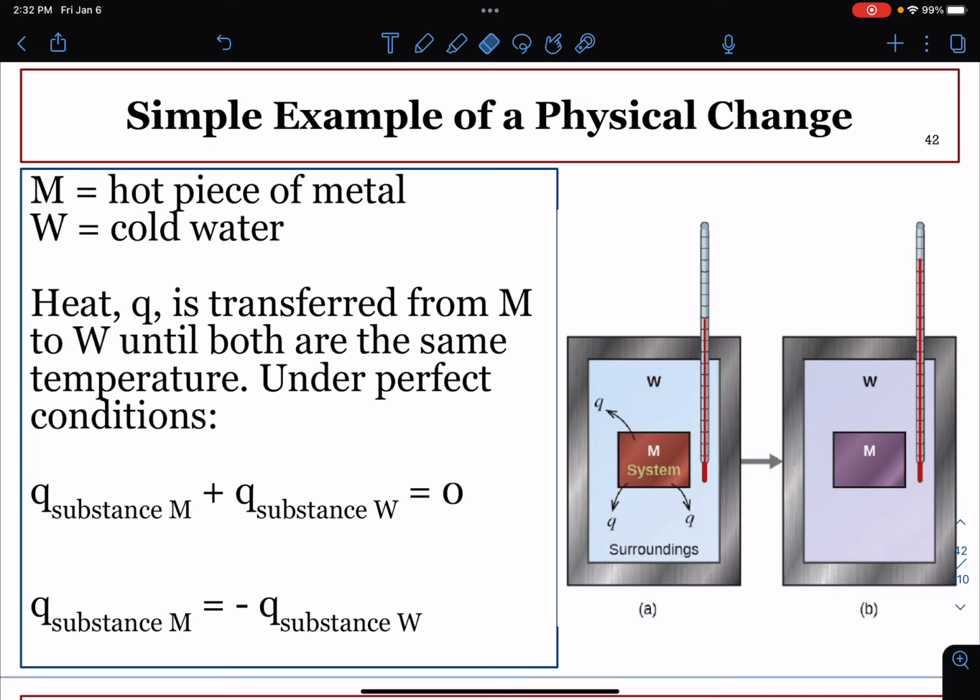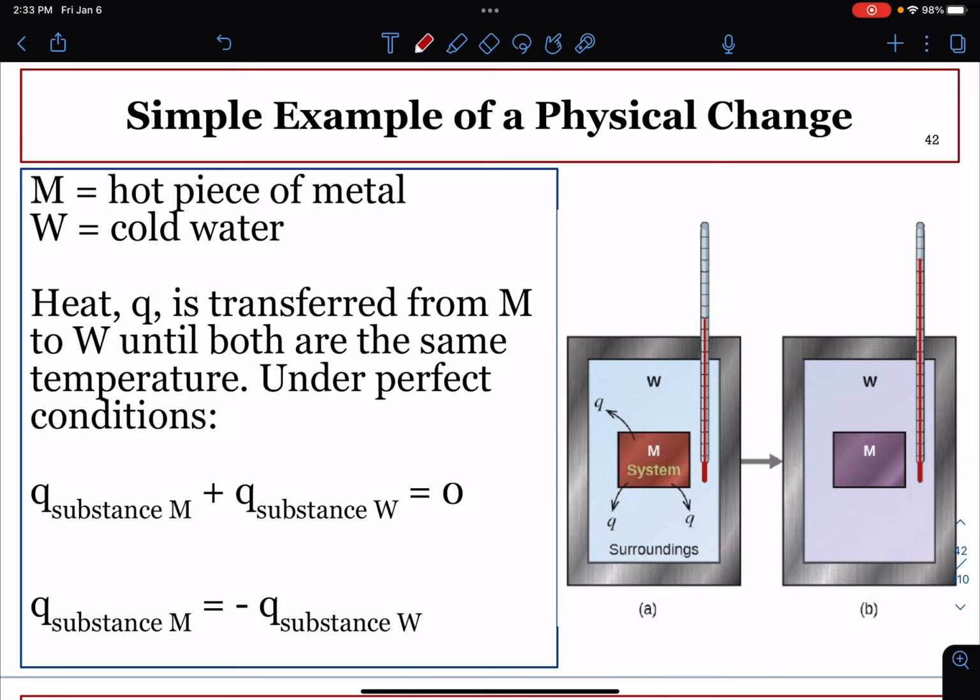So let's look at this example. We have a capital M right here, and that is for the hot piece of metal. In this example here, we're not going to be looking at a chemical reaction. We're just going to look at a hot piece of metal that's being placed into cold water. The W is representing our cold water. You can see the thermometer is only touching the surroundings or the water. We're not going to be measuring the temperature of the metal. Heat, which is Q, is transferred from M to W, from the metal to the water, until both of them are at the same temperature.